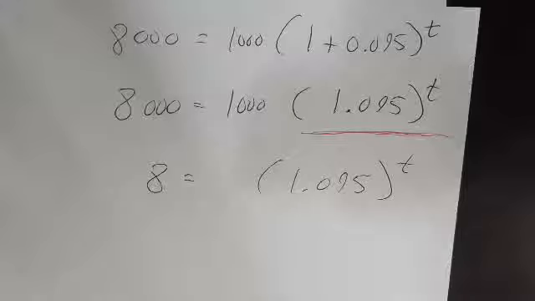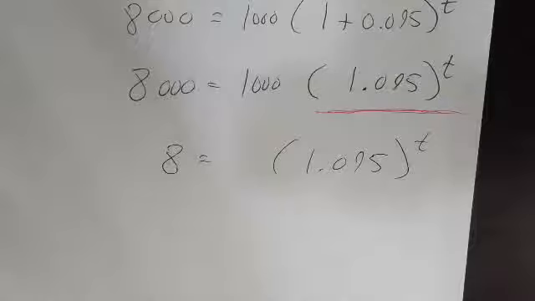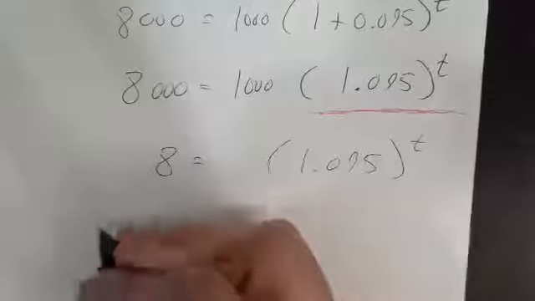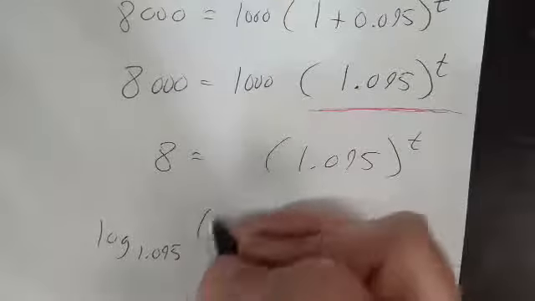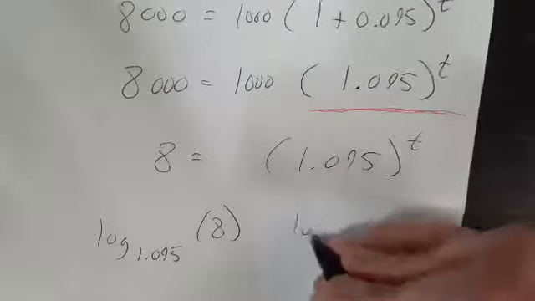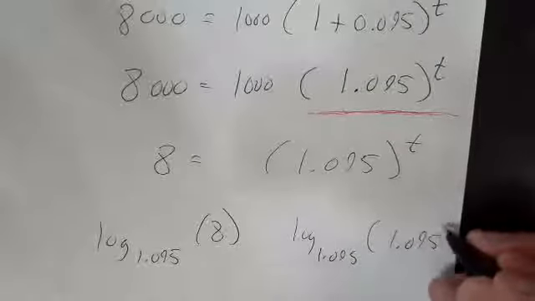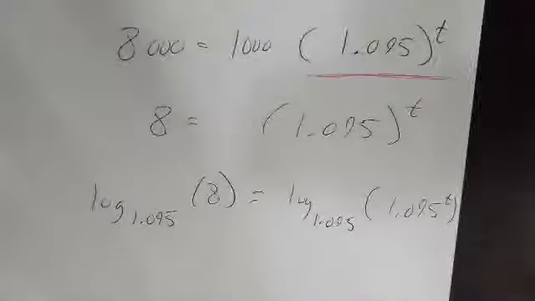And this is probably where I differ from some people in the way that they do it. But I'm going to take a log base 1.095. My calculator will do it. It is a little bit weird, but if you have the technology and it does it, go for it. So I want to take log base 1.095 of 8, and I want to take log base 1.095 of 1.095 to the T. I want to do log on both sides.